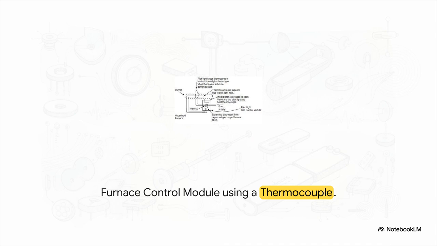And you can see the practical genius of this concept in a standard household furnace control module. The heat from the pilot light is sensed by a thermocouple. That heat actually causes the gas inside the thermocouple tube to expand, and this expansion pushes a diaphragm that mechanically keeps the critical gas valve open. If the pilot light goes out, the thermocouple cools down, the gas contracts, and the valve snaps shut, preventing a dangerous gas leak. It is a brilliant, fail-safe application of sensing physical changes.